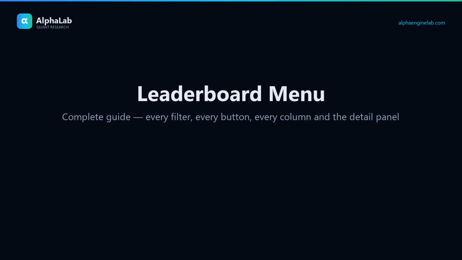Welcome to the tutorial for AlphaLab's leaderboard menu. This is the complete history of all your searches. Every strategy the engine has found, ranked by robustness. We'll go through every filter, every button, every table column, the detail panel on the right, and its chart, one by one, so you have no doubts.